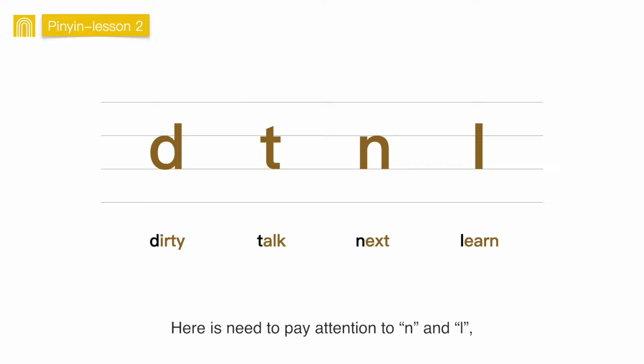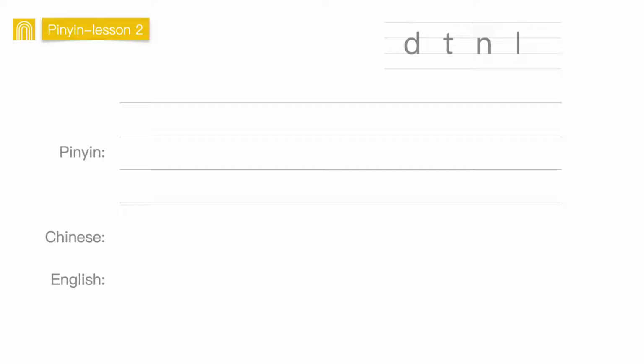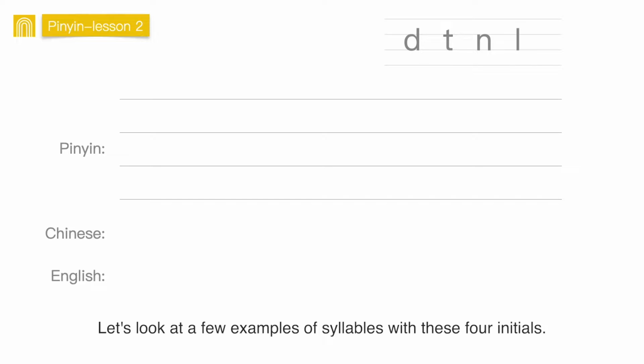Here we need to pay attention to N and L. N is nasal pronunciation. N. L is the air coming out from both sides of the tongue. L. L. Let's look at a few examples of syllables with these four initials.